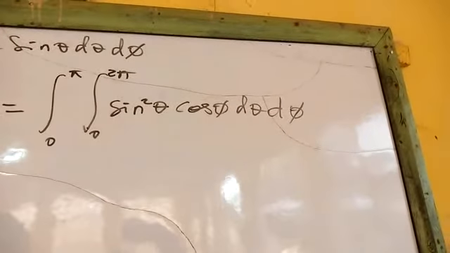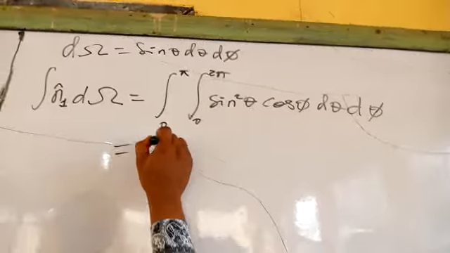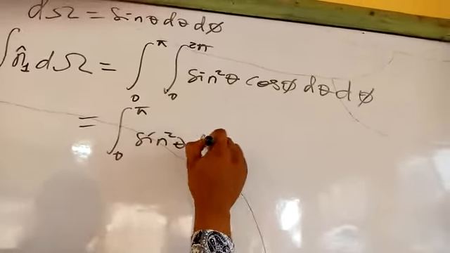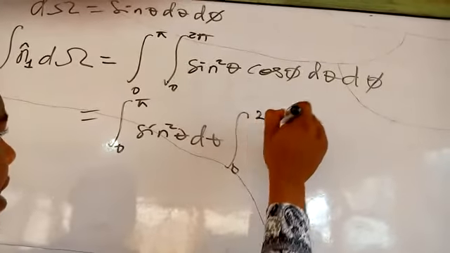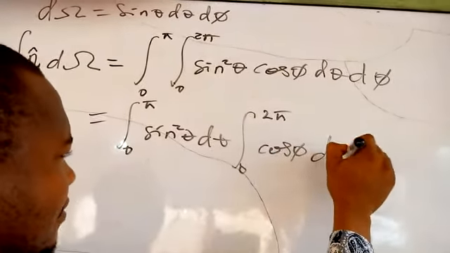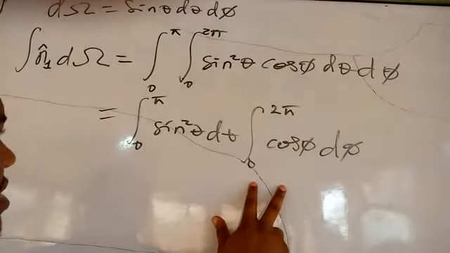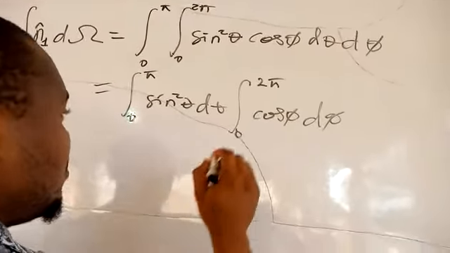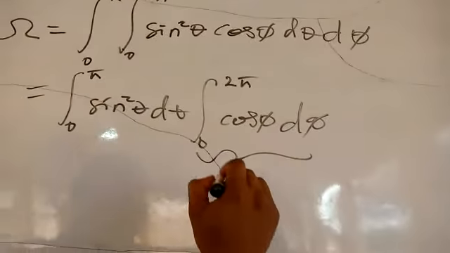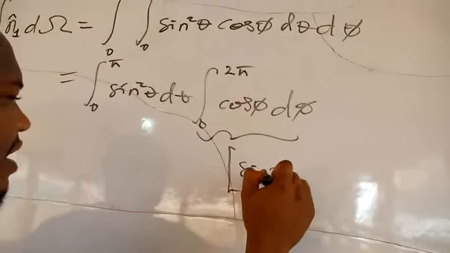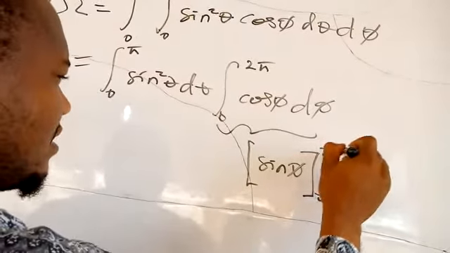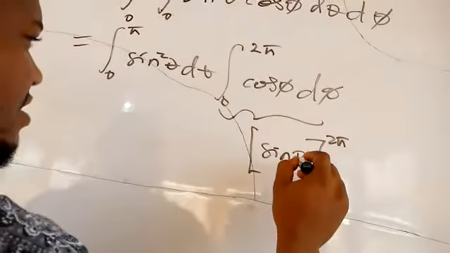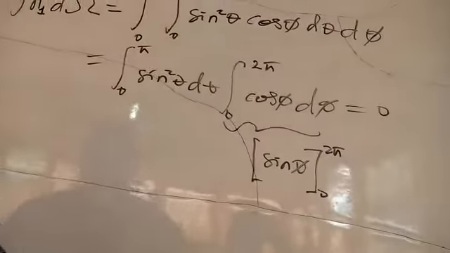So what we can do at this moment is to factor them out like this: the integral of sine squared theta d theta, and this 0 to 2 pi of cos phi d phi. Of course, we can tell that this is much easier to perform than the first one. This is the same thing as the integral of sine phi from 0 to 2 pi. Now, the sine of an integer multiple of pi is 0, sine 0 is 0. So because this is 0, the whole integral here is 0.